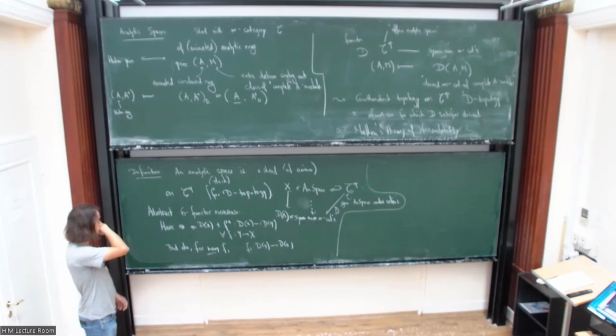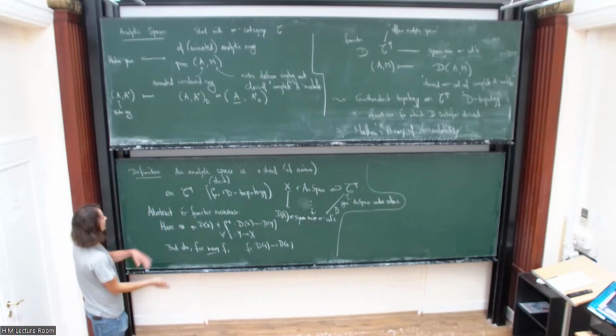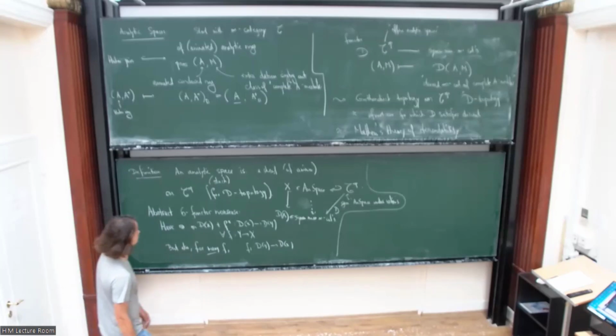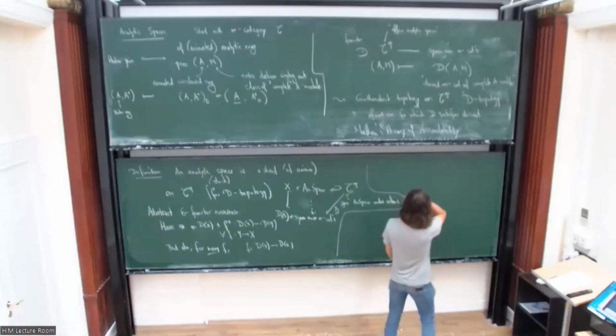And this funny world of analytic spaces really includes usual analytic spaces, which can be embedded into this world, complex analytic spaces can be embedded into this world, and so on and so forth. Okay.